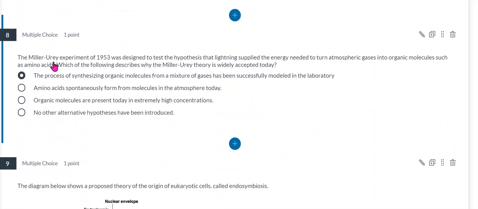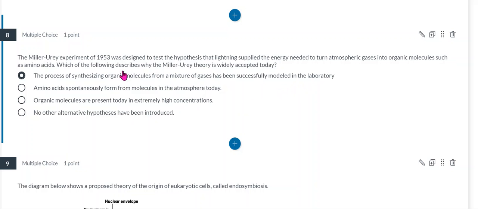Now, question eight, talking about the Miller and Urey experiment in 1953. It was designed to test the hypothesis that lightning supplied the energy needed to turn atmospheric gases into organic molecules such as amino acids. Which of the following describes why the Miller and Urey theory is widely accepted today? Miller and Urey created the early atmosphere in their lab, and it is accepted because the process of synthesizing organic molecules from a mixture of gases has been successfully modeled in the laboratory.